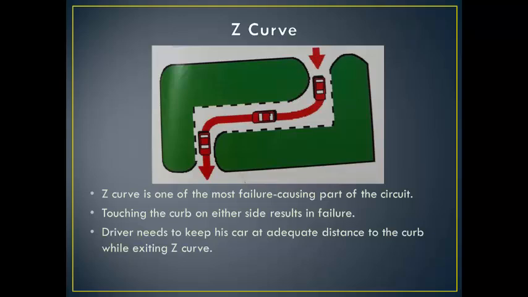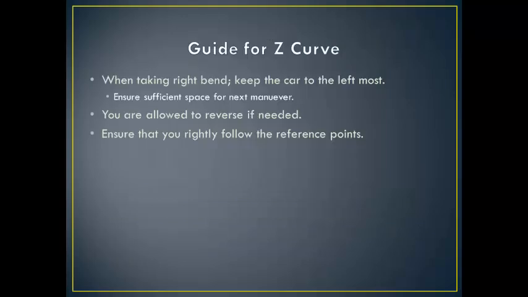So the distance to the side is very important, to which side you are going to steer, and you should give your car enough space to that particular side so that while steering the car, you don't hit the curb. So the guide, as I explained, is to keep the car to the leftmost, and ensure sufficient space for the next maneuver. You are allowed to reverse if needed.